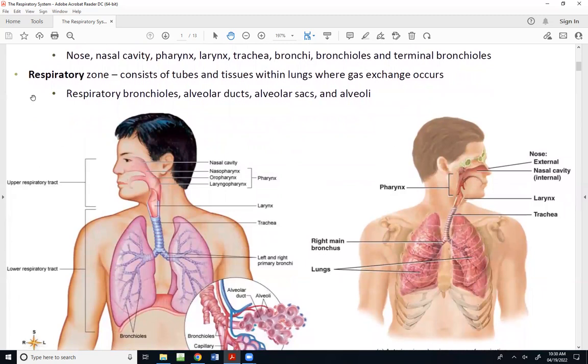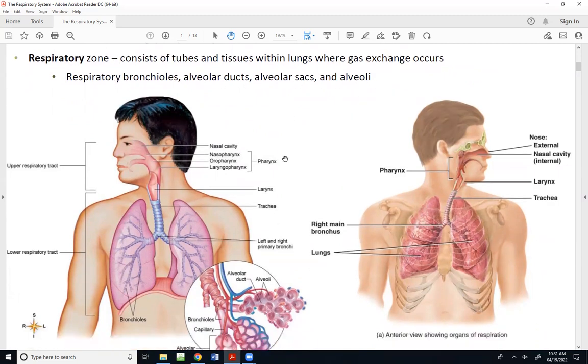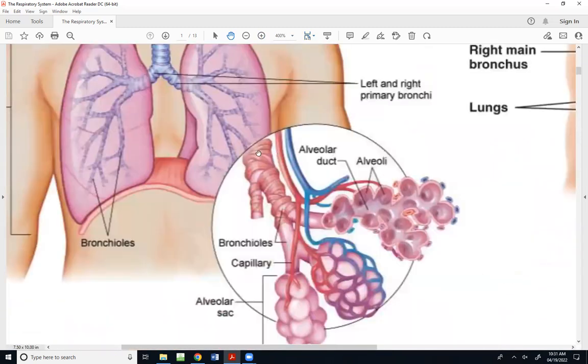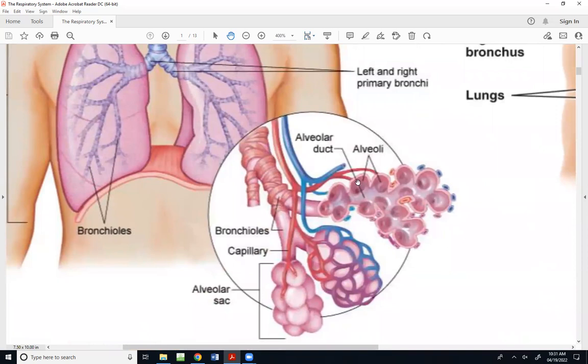The respiratory zone includes the tubes and tissues within the lungs where the actual gas exchange occurs. It includes respiratory bronchioles, and then alveolar ducts, alveolar sacs, and alveoli, which are microscopic structures. If I zoom in, they've actually shown them here in the picture. I essentially think of alveoli as the actual structures that perform gas exchange. Those are what are surrounded by our pulmonary capillaries, those blood vessels that we've talked a little bit about before. Okay, they're hollow little sacs inside our lungs.